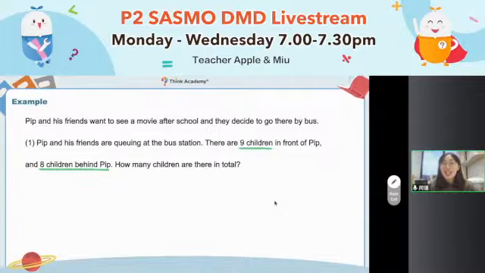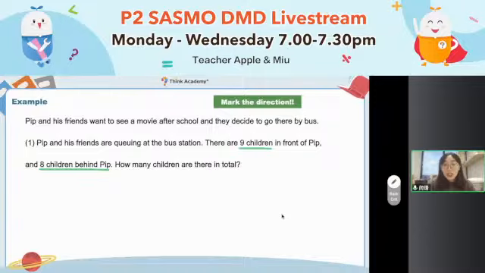9 children, 8 children. Think about it. Is Pip included in 9 or 8? Okay, good job. I see some of you already get the answer. And here Teacher Apple wants to mention the workings. Now let's have a look.